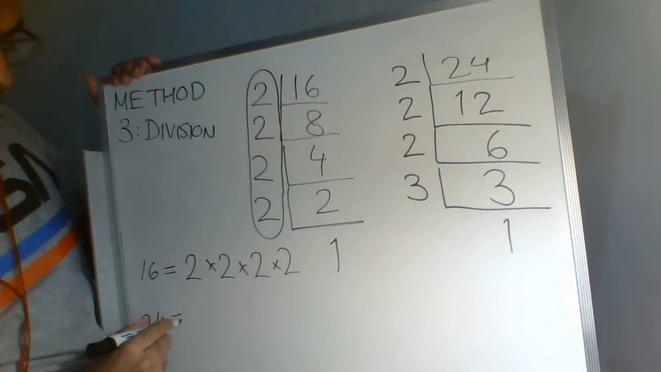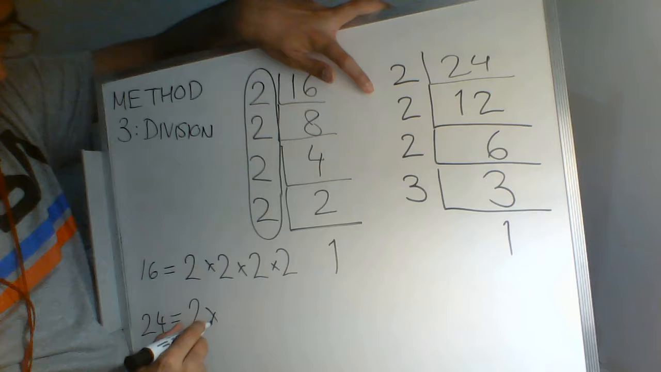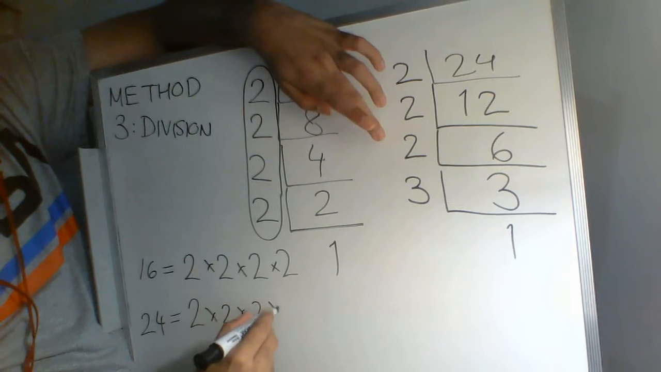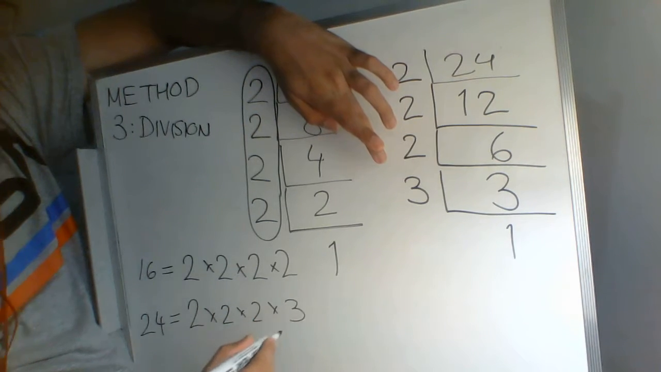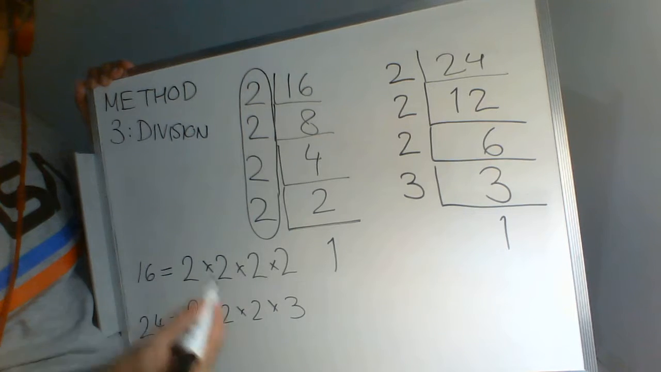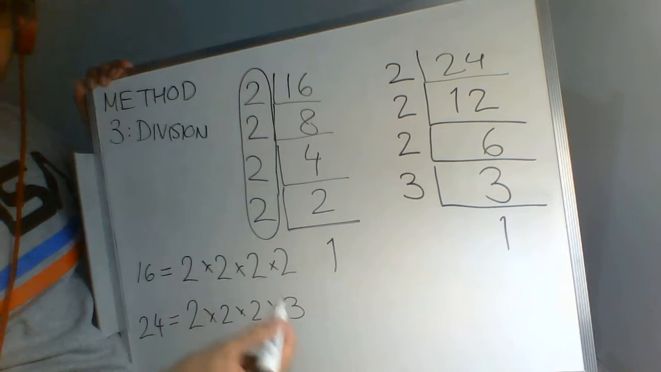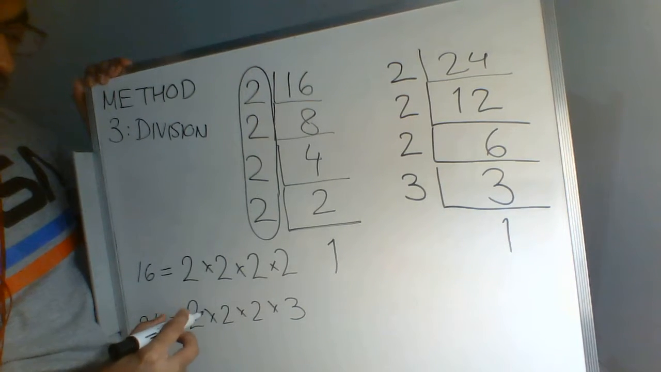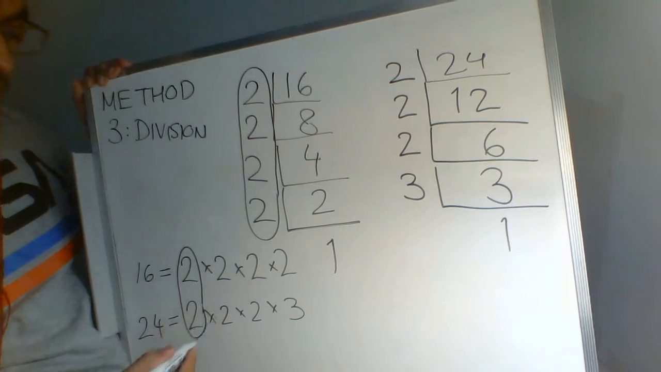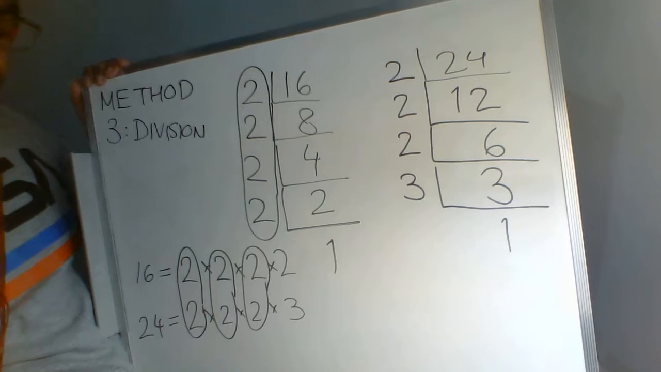earlier. 24, however, is equal to 2 times 2 times 2 again times 3 down there. Right? So this is what we have over here. 16 is equal to 2 times 2 times 2 times 2. 24 is equal to 2 times 2 times 2 times 3. And so we do that same circling thing where you draw a bubble around pairs of identical numbers. So we've got the 2's there, we've got the 2's there, and we've got the 2's there.